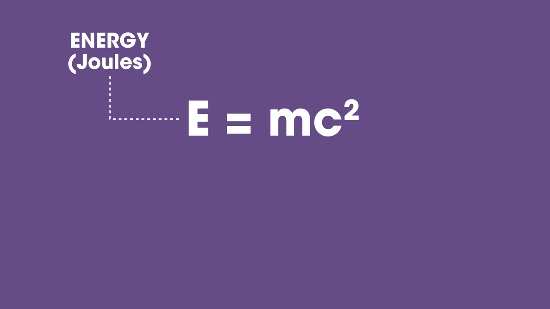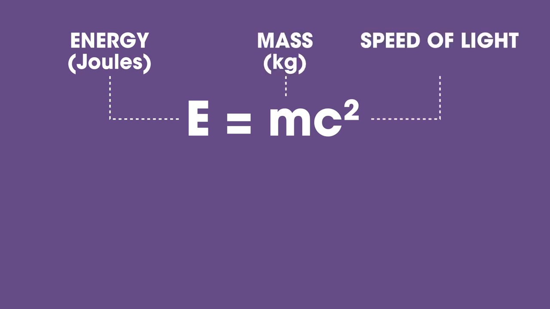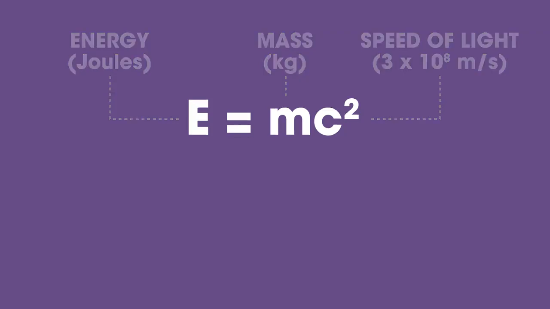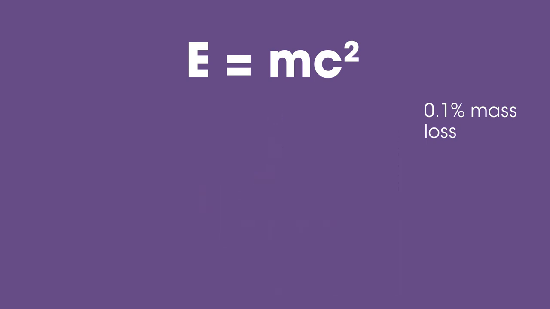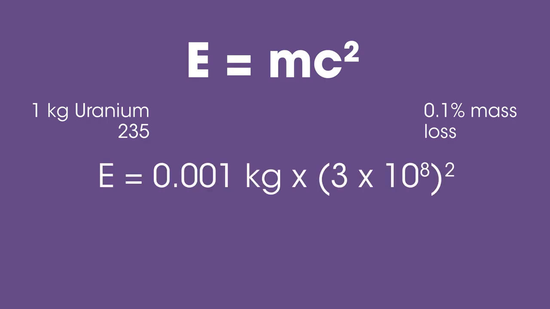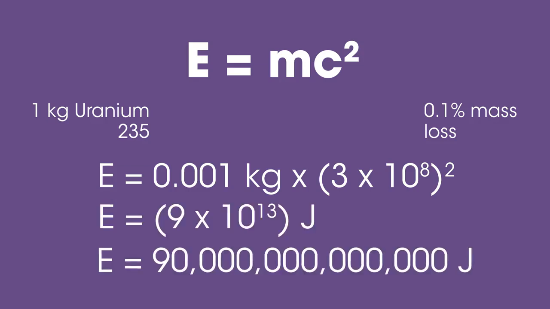energy measured in joules, m is mass measured in kilograms, and c is speed of light, which is 3 × 10⁸ meters per second. On fission, about 0.1% mass loss is observed. So if 1 kilogram of uranium-235 underwent fission, the energy transfer would be E equals 0.001 kilograms times (3 × 10⁸) squared, which equals 9 × 10¹³ joules.